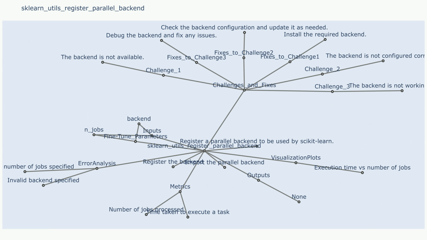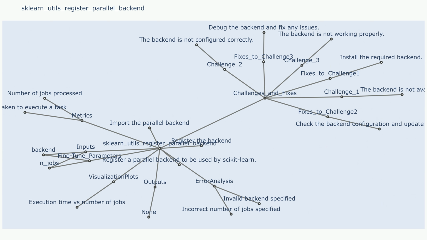Metrics: execution time, measure the time taken for parallel operations, e.g., model fitting with different backends to evaluate performance gains. Resource utilization, monitor CPU or memory usage to assess how effectively backends utilize available resources.